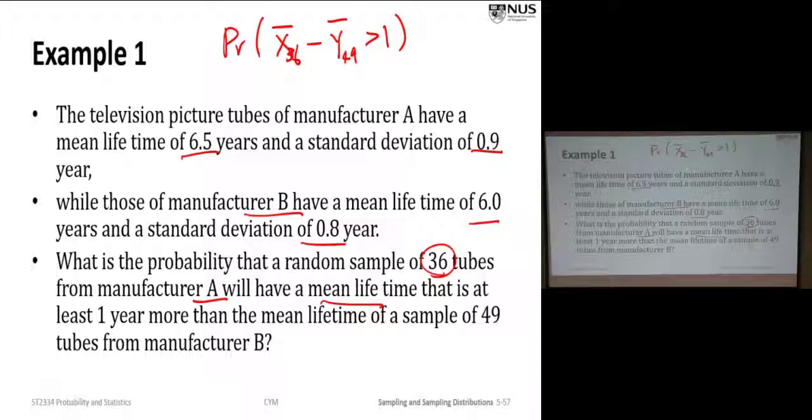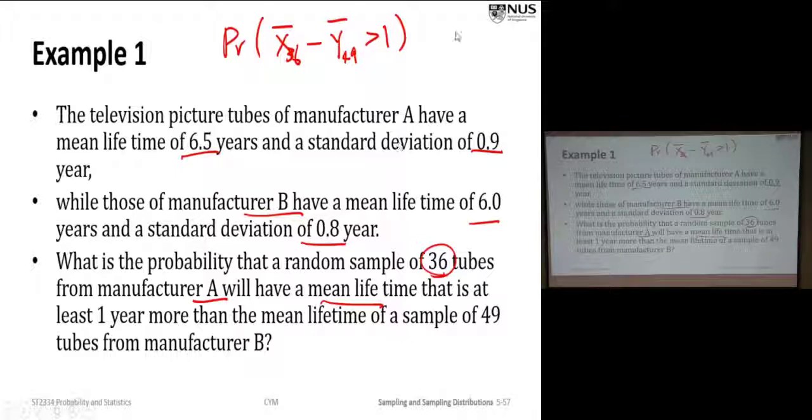We are looking at the two sample means. One is from a sample of picture tubes from manufacturer A, and the average we represent by X36 bar. The other is a sample of size 49 of the picture tubes from manufacturer B, and we work out the average lifetime of these tubes. We are asked what the chance is that the difference is bigger than 1.